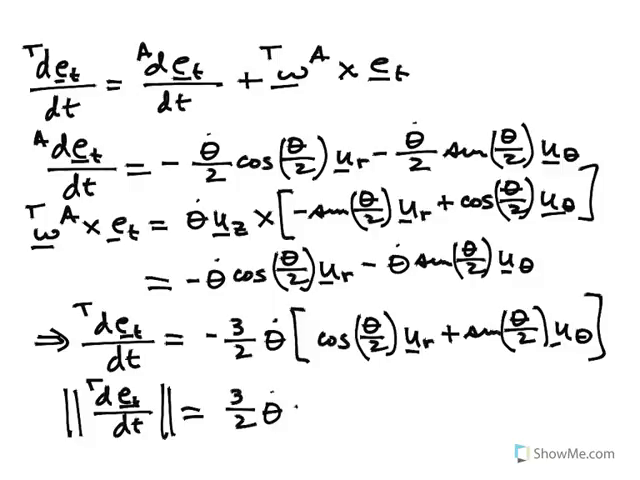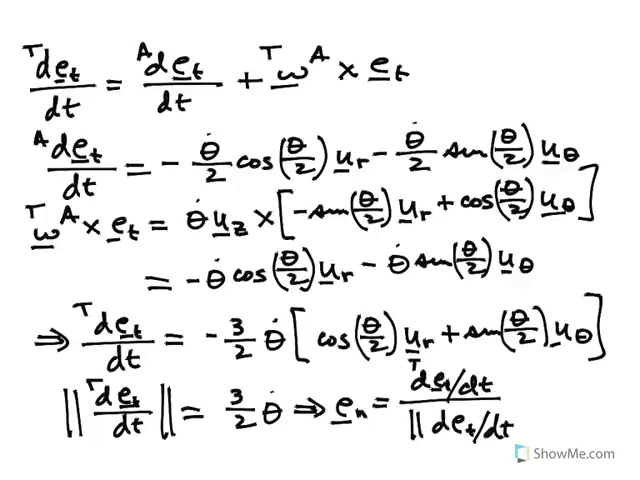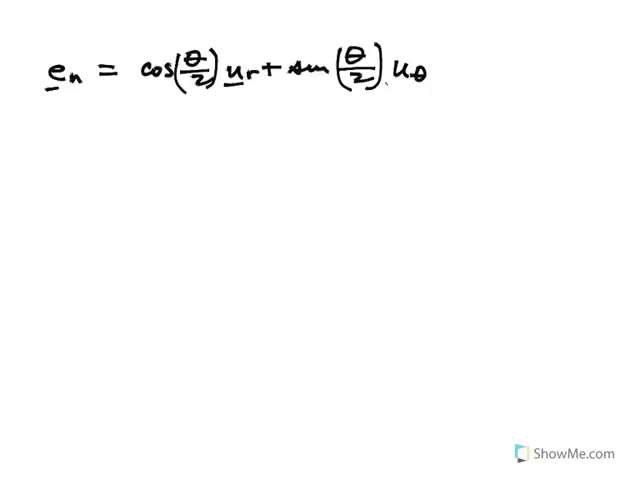So from this, I can actually get that the normal vector, which is equal to the rate of change of the tangent vector divided by its magnitude, is actually equal to, let me go to the next page, En is then equal to cosine theta over 2 times ur plus the sine of theta over 2 times u sub theta. And finally, we can compute EB.